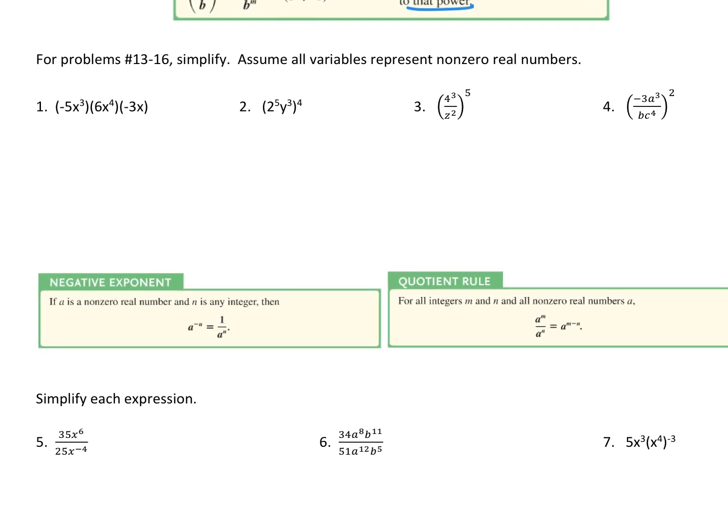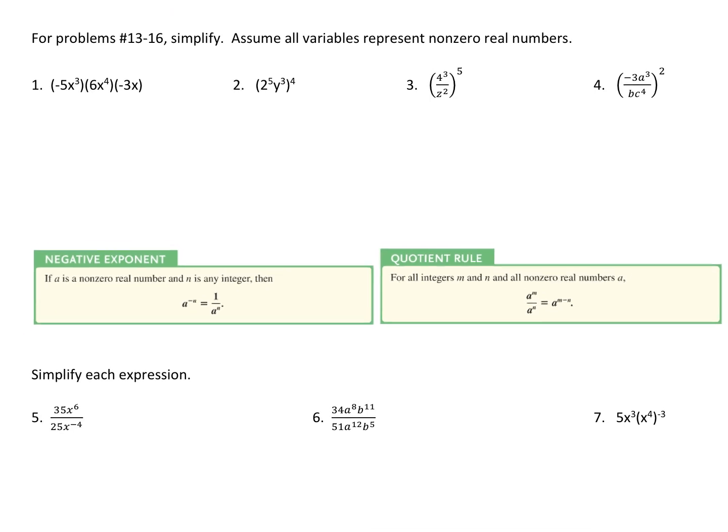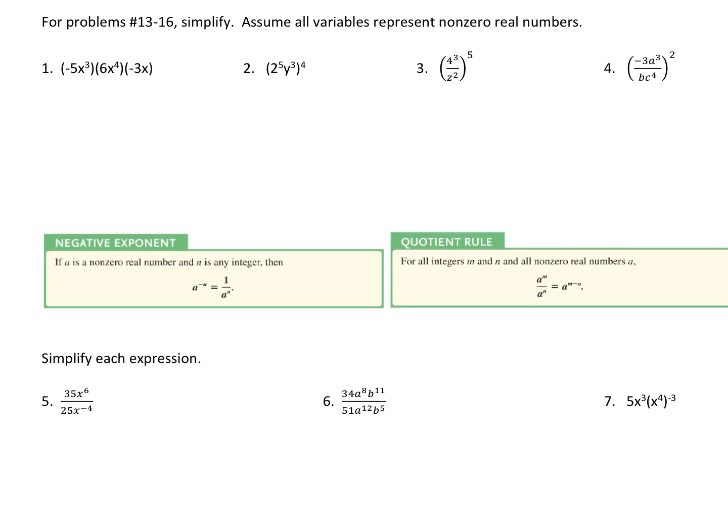Let's go ahead and do some examples. Sorry, it says 13 through 16. Obviously, we're not talking about those. We're talking about these. We're talking about using our exponent rules.